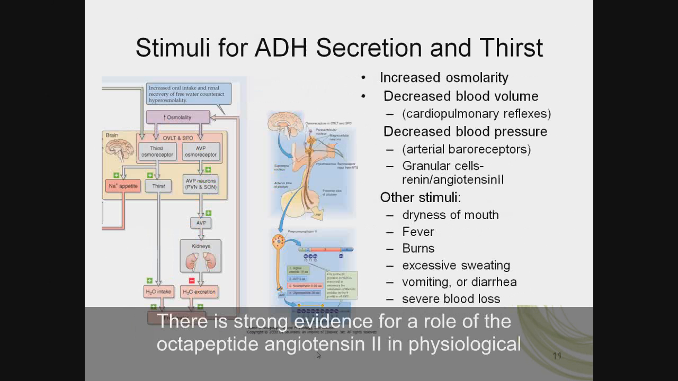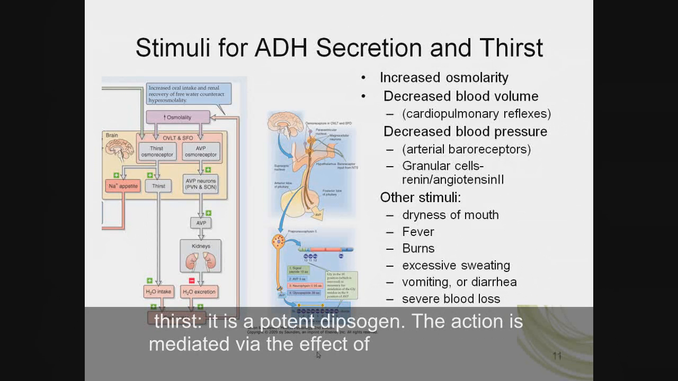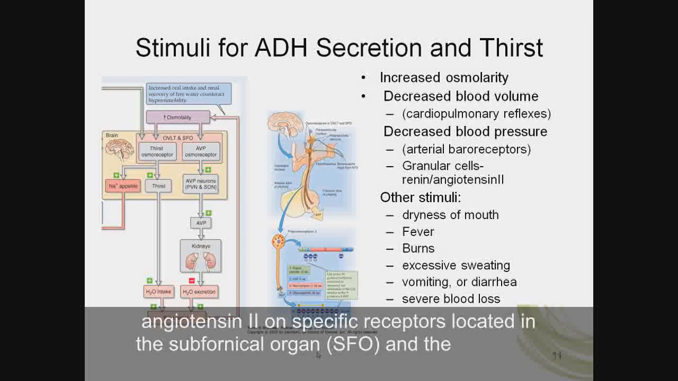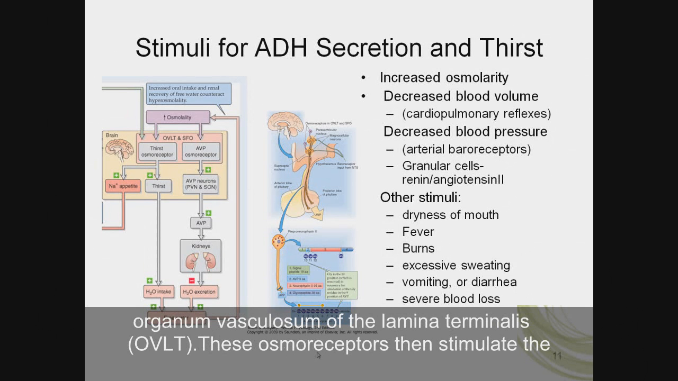The stimuli for ADH are the following. Number one, increased blood osmolarity. If you've got increased blood osmolarity, maybe because you're dehydrated, you've got low blood volume to begin with, and the salts are concentrated in a smaller volume, that's going to drive you to drink water. It might be that you're an uncontrolled diabetic. If you have decreased blood volume, say from dehydration, you're going to have decreased blood pressure. Any of those is going to drive you to seek water.